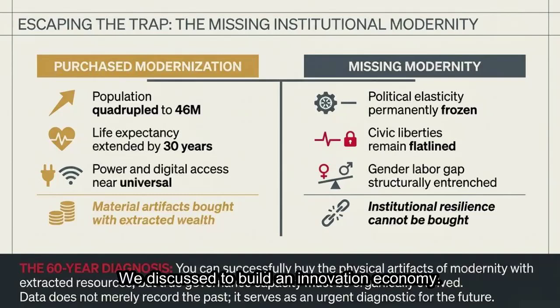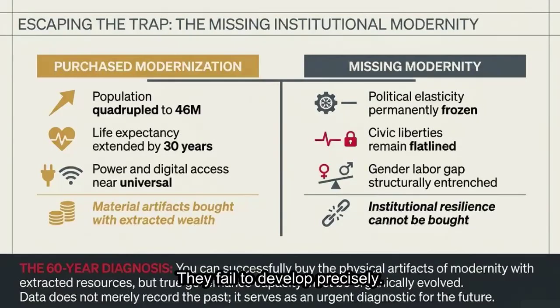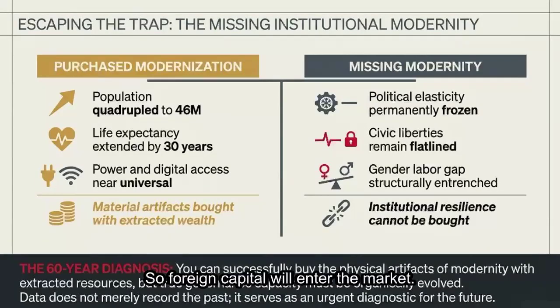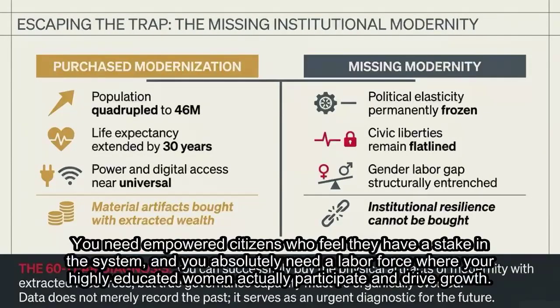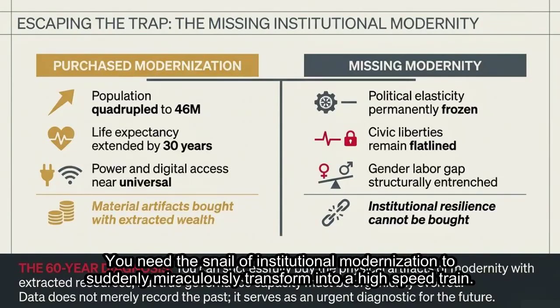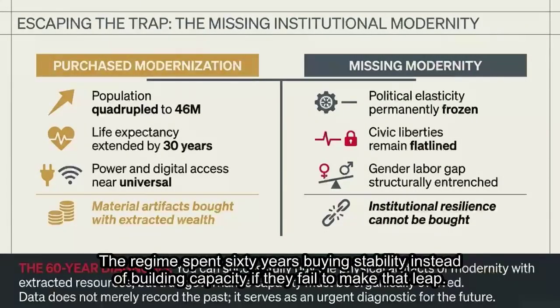But here is the ultimate tragedy of the governance winter we discussed. To build an innovation economy, you need the exact institutions they failed to develop. Precisely. You need absolute legal stability so entrepreneurs feel safe investing their money. You need a transparent system with zero corruption so foreign capital will enter the market. You need empowered citizens who feel they have a stake in the system. And you absolutely need a labor force where your highly educated women actually participate and drive growth. You need the snail of institutional modernization to suddenly, miraculously transform into a high-speed train.